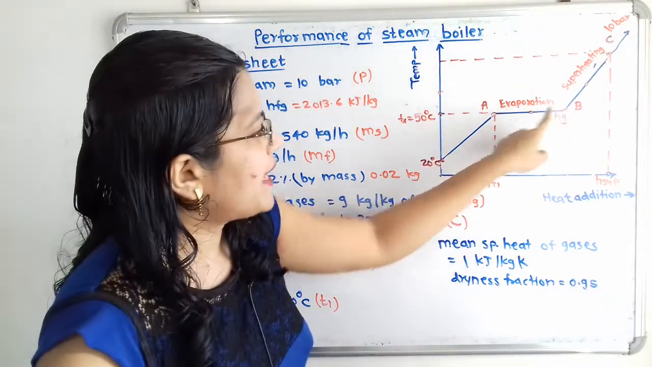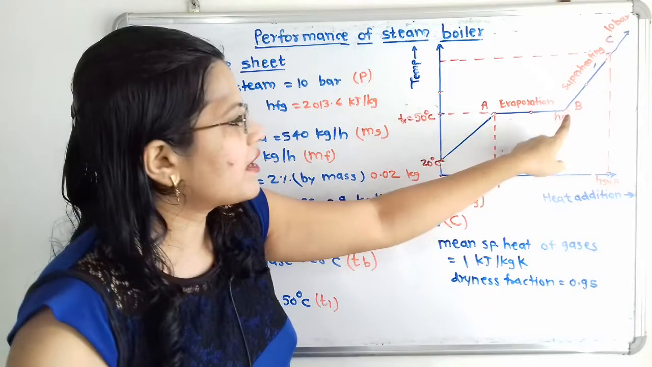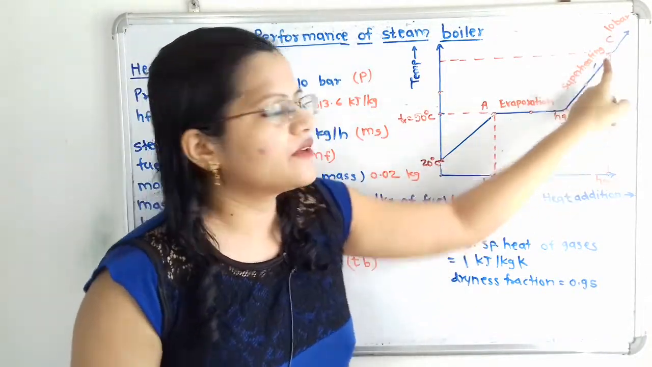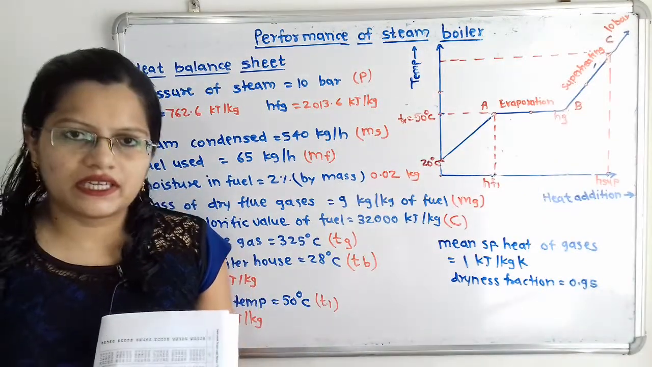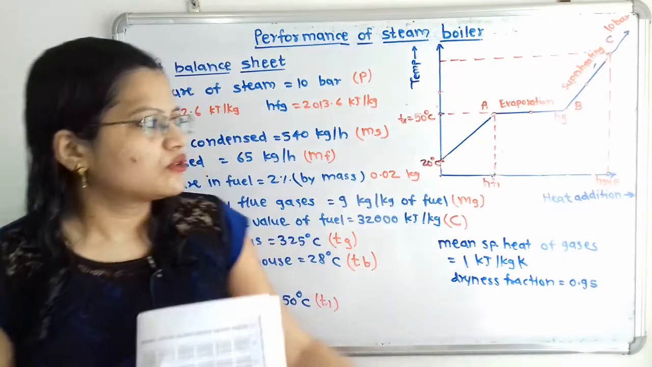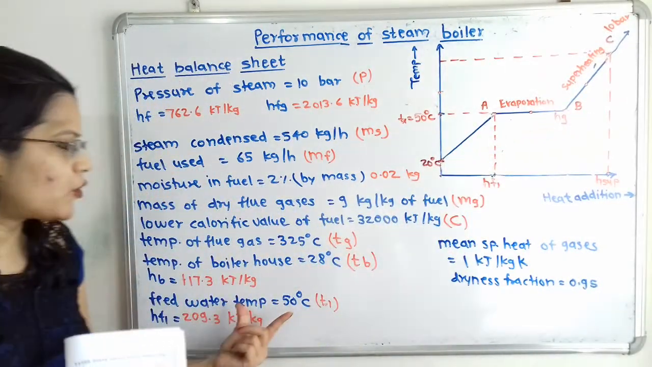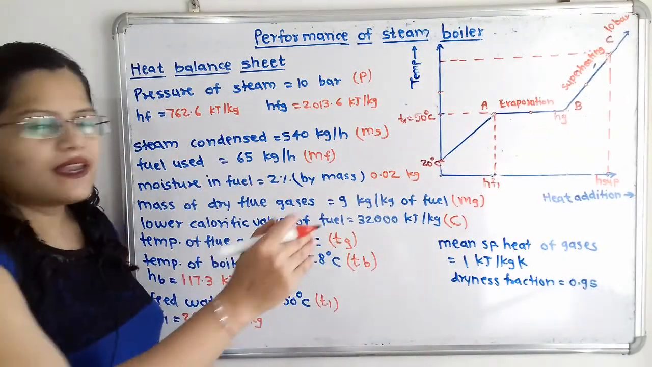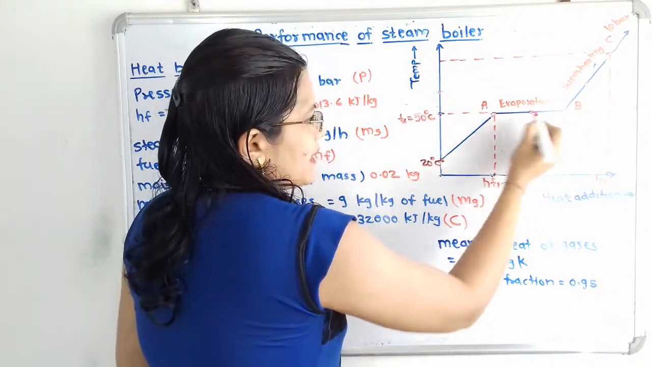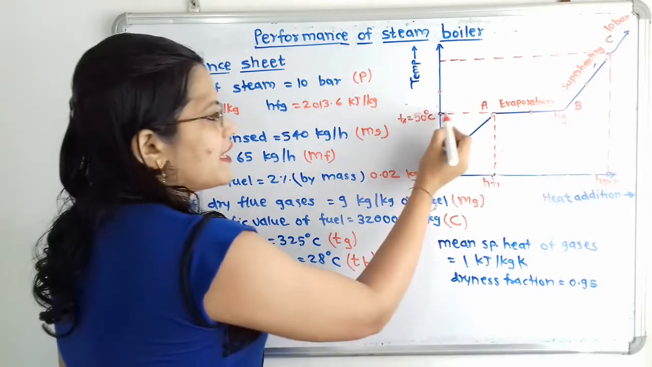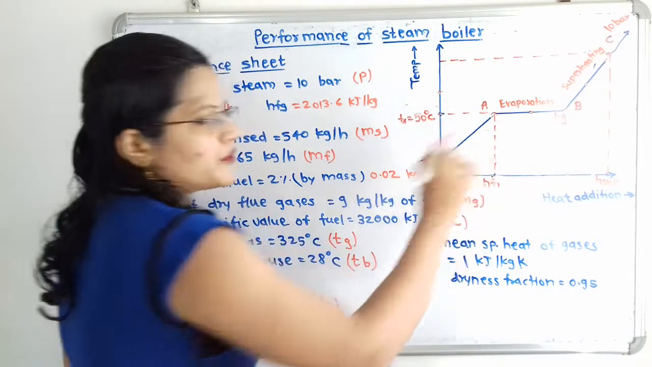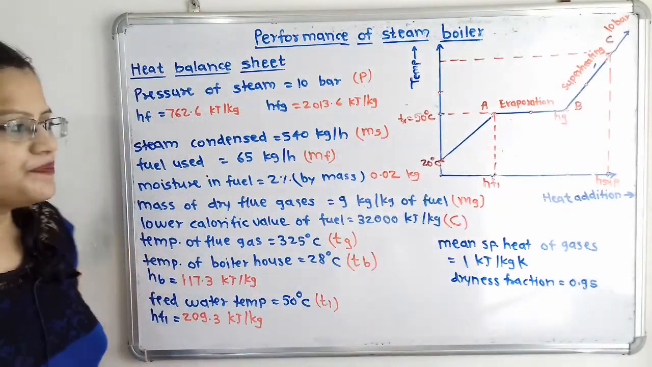So in between A and B, the steam is wet steam, and if we continue to add heat after point B, then the steam will be converted into superheated steam, because its temperature is again increasing. So this is all about the process. In the boiler, this evaporation process takes place in between A and B, as the feed water enters at 50 degrees Celsius, and then the evaporation process takes place.